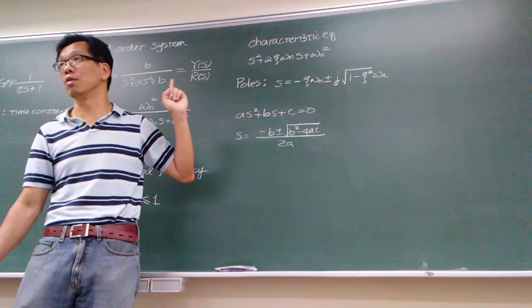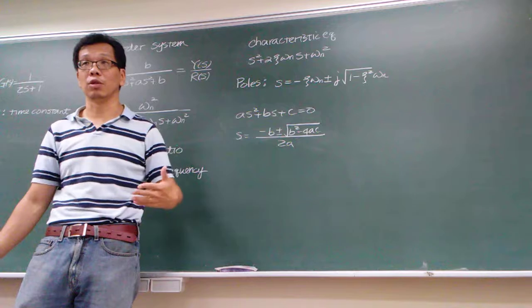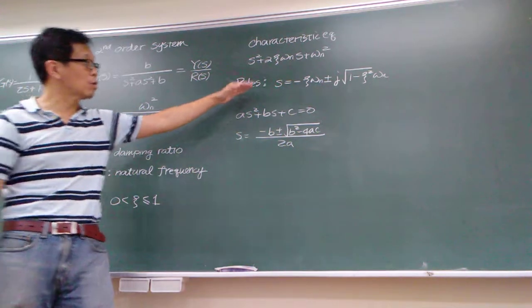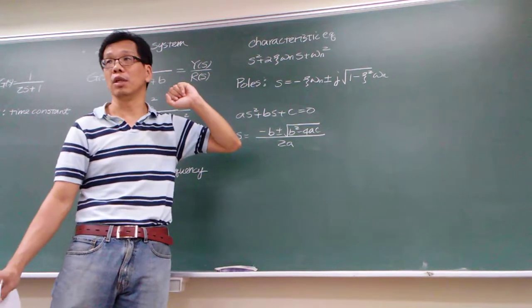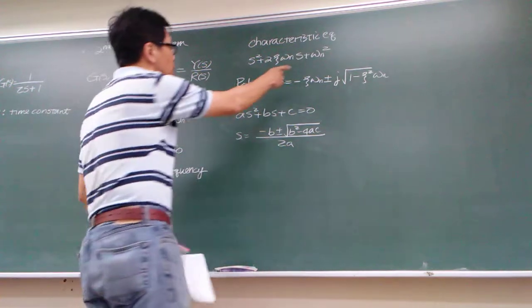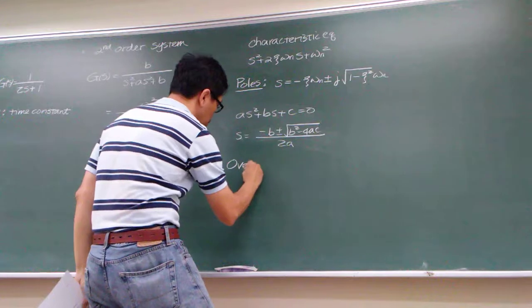This is important because we're going to use this part to do a little bit of analysis when we are designing our controller. And with this, we can understand how my damping ratio and my natural frequency are going to affect my system response. This is the first thing we're going to do, the poles. The second thing we want to know is overshoot.